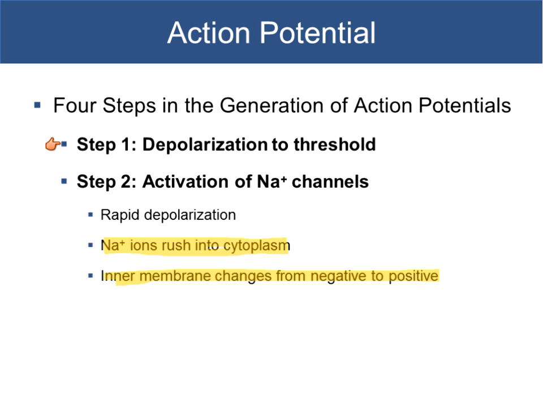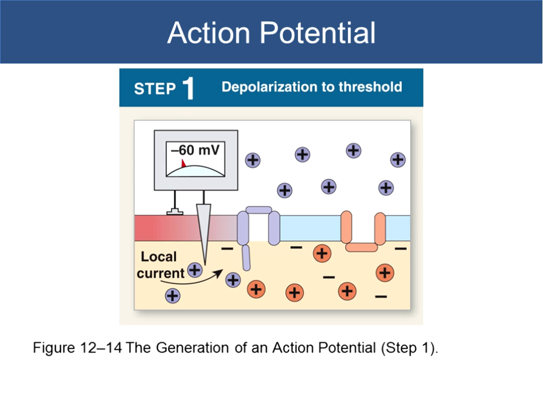So we already talked about step 1. We depolarized to threshold, negative 60, negative 65. Step 2, those sodium channels are going to have more sodium ions rush into the cell. We call that rapid depolarization. The inside of that membrane goes from a negative number to a positive, so that's why it's depolarization. It's no longer negative on the inside and positive on the outside. It's now going to both be positive.